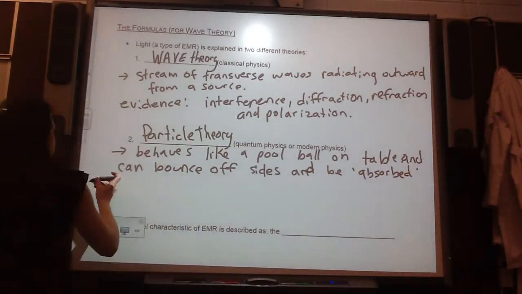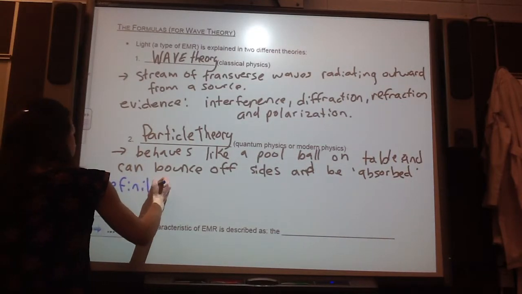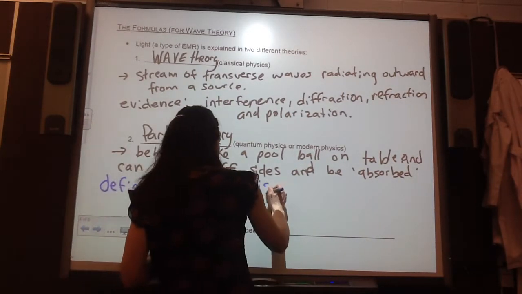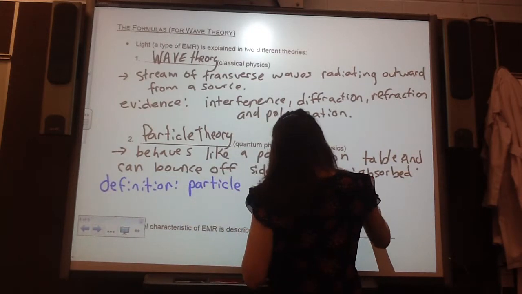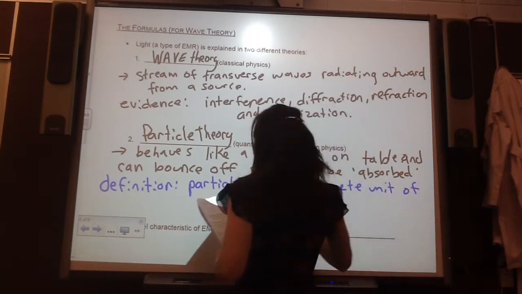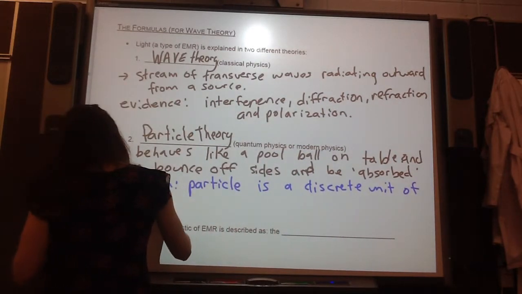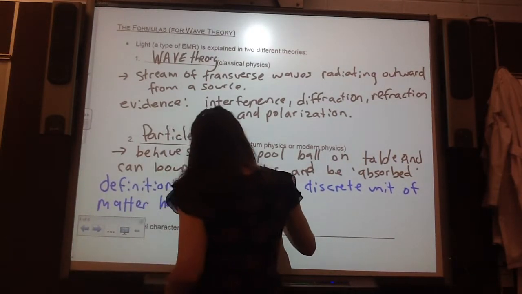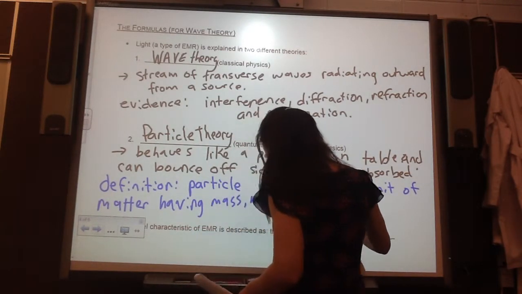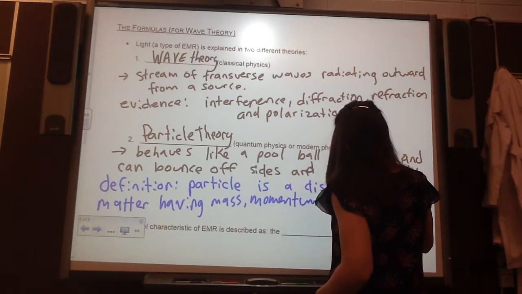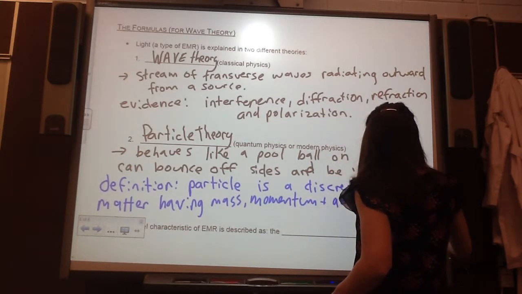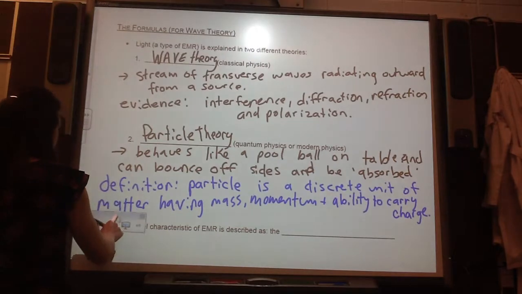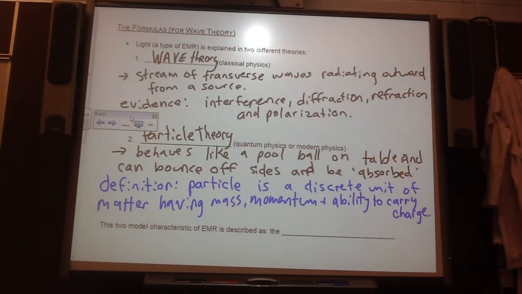When we think about, by definition, a particle is a discrete unit of matter having mass, momentum, and ability to carry charge. And light can behave in those ways.